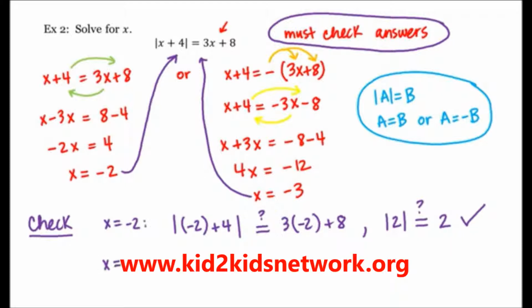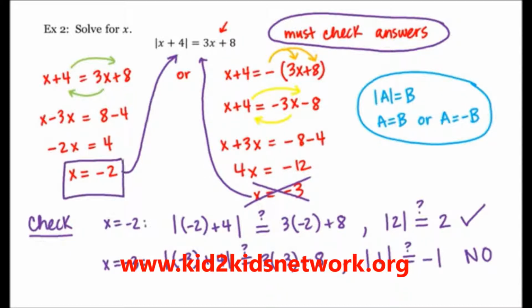What about negative 3? The question is, is the absolute value of negative 3 plus 4 equal to 3 times negative 3 plus 8? Or is the absolute value of negative 3 plus 4, which is 1, equal to negative 9 plus 8, which is negative 1? And no, this is not true, because the absolute value of 1 is equal to 1, not negative 1, which means we need to cross off negative 3 here. Therefore, our only answer is x is equal to negative 2.